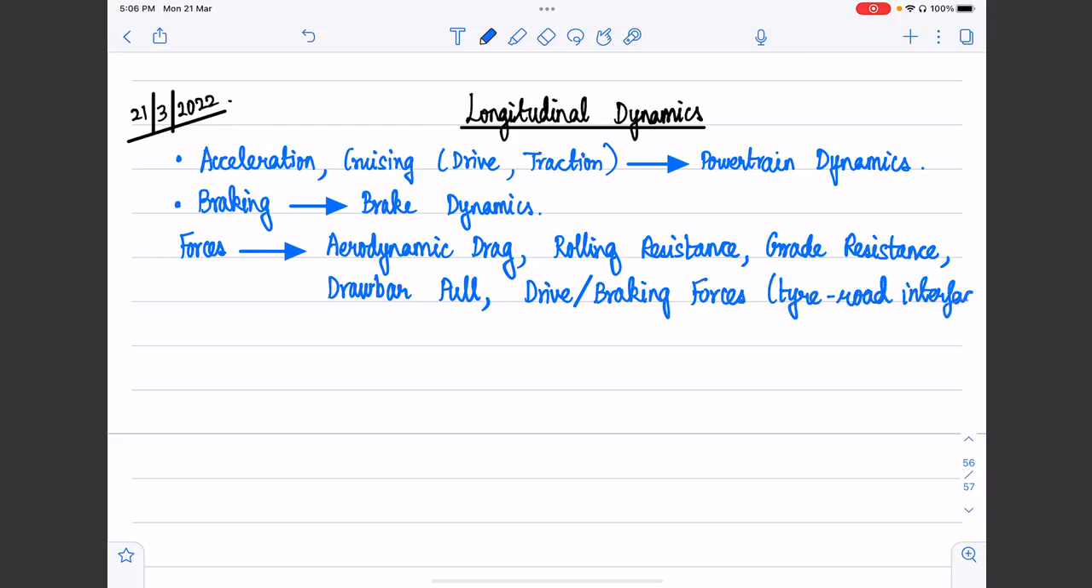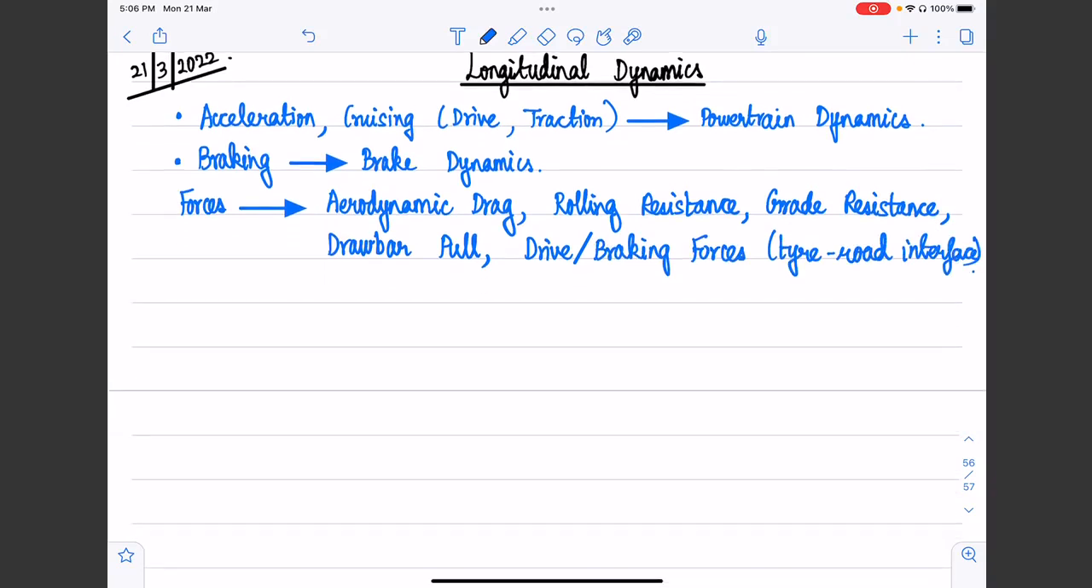So these are the main forces that one would look at, and essentially, a model of longitudinal dynamics will try to correlate all these aspects together. Okay, and then will relate them to the accelerations and the speeds. So that's what we will be pursuing as part of this particular module.